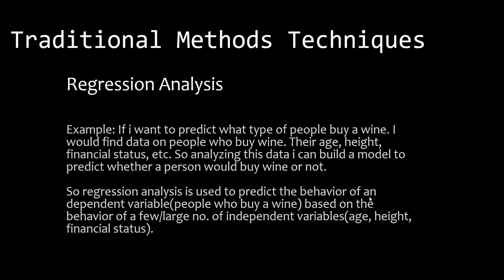So for example, if we want to predict what type of people buy wine, I would find data on people who buy wine, their age, height, financial status, etc. So analyzing this data, I can build a model to predict whether a person would buy wine or not. So regression analysis is used to predict the behavior of a dependent variable, people who buy wine, based on the behavior of a few or large number set of independent variables. That's the age, height, and financial status. So who are the people that buy wine? That's the dependent variable, and then the independent variables are age, height, and financial status.